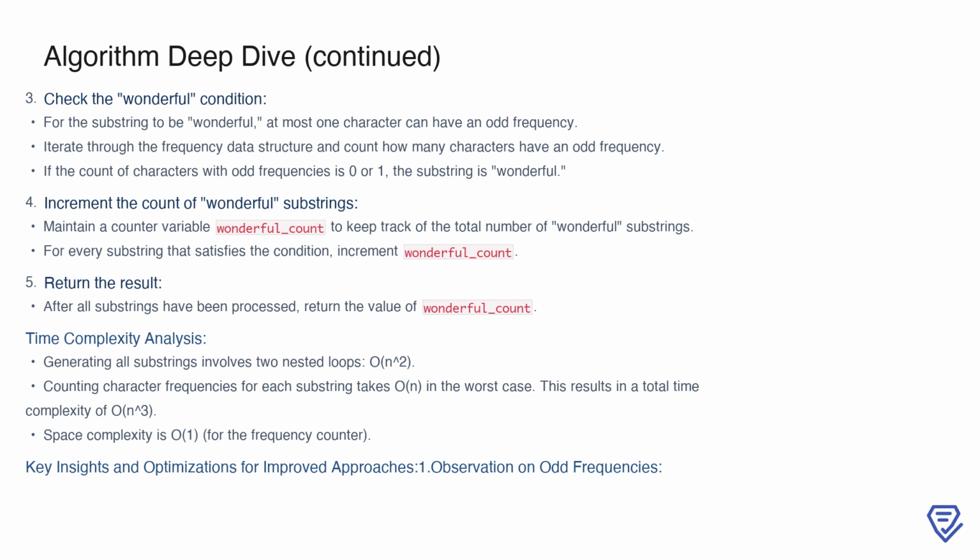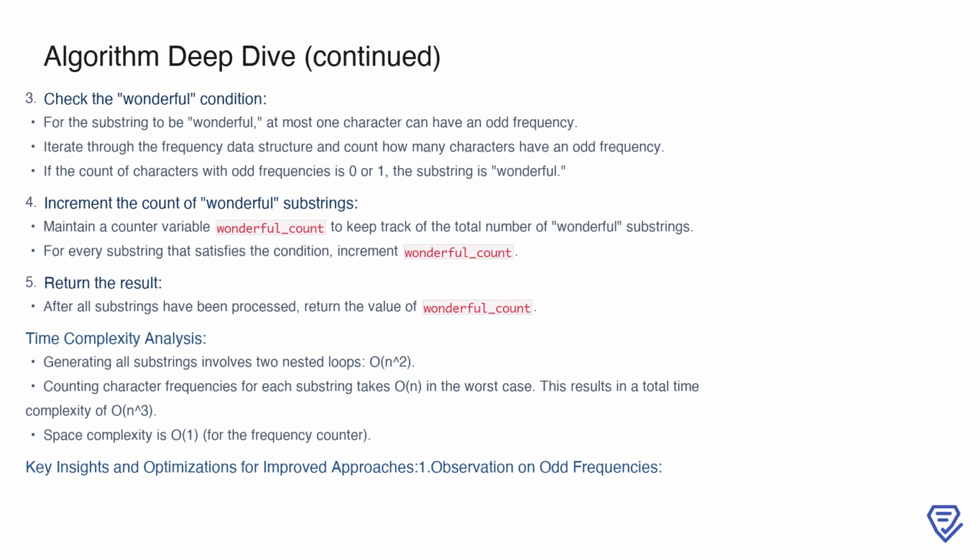We then maintain a counter variable, wonderful_count, to track the total number of such substrings. For every substring that satisfies the condition, we increment this counter. Finally, after processing all substrings, we return the value of wonderful_count as the result.